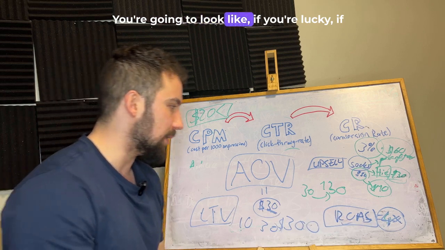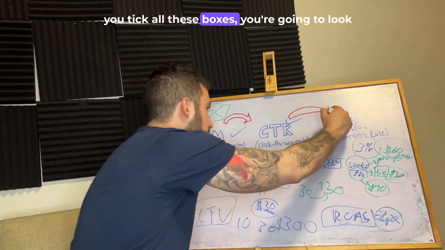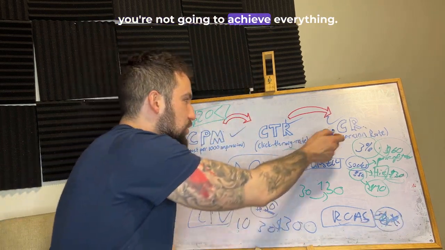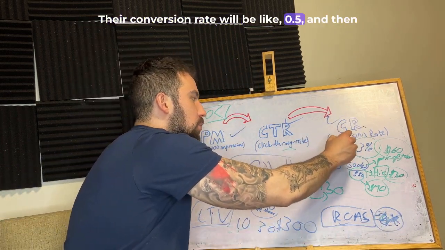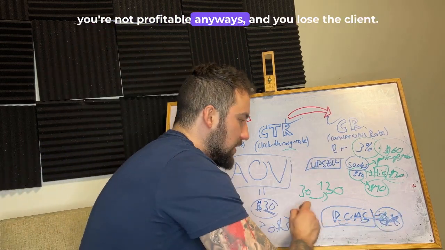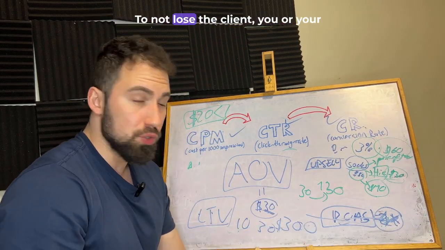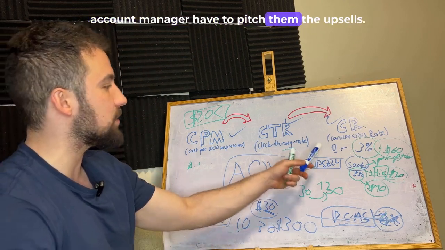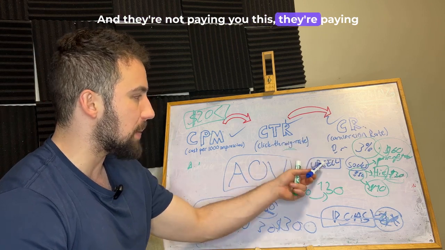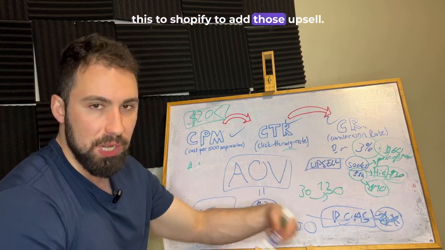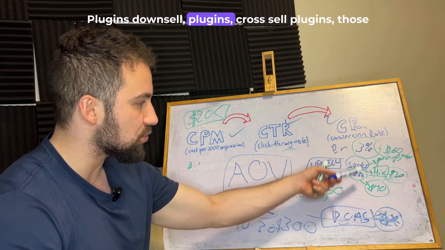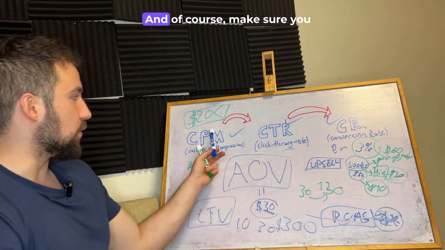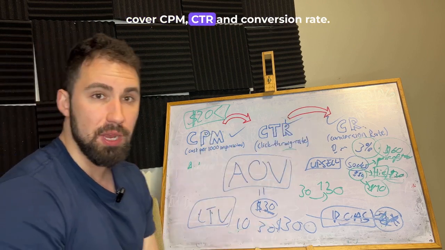You're going to look like, if you're lucky, if you tick all these boxes, you're going to look like, yeah, you only could achieve 2x ROAS. Sometimes you're not going to achieve everything. Maybe their conversion rate will be like 0.5. And then you're not profitable anyway and you lose the client. To not lose the client, you or your account manager have to pitch them the upsells. And they're not paying you this. They're paying this to Shopify to add those upsell plugins, downsell plugins, cross-sell plugins. Those are essential to make you more profitable. And of course, make sure you cover CPM, CTR, and conversion rate.